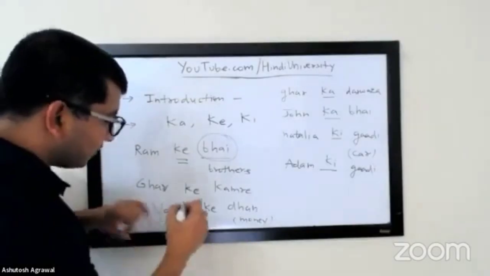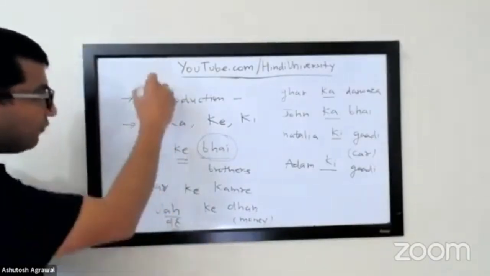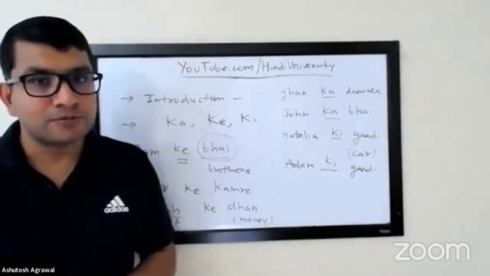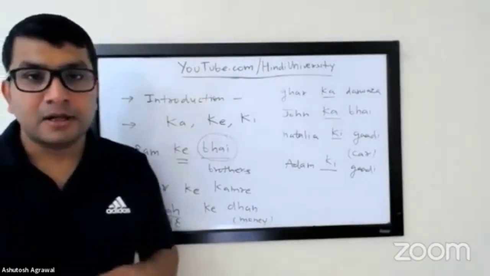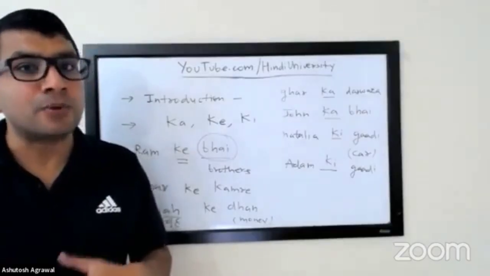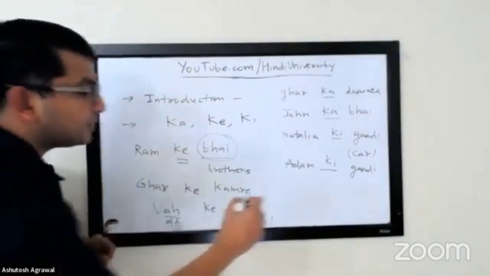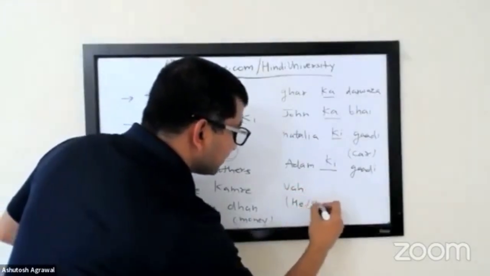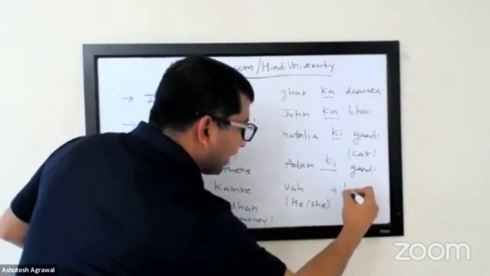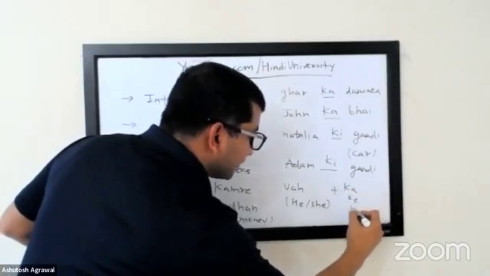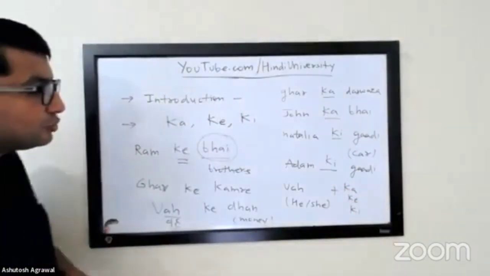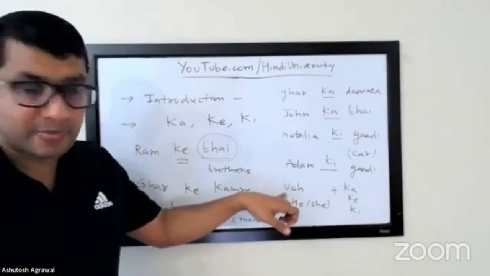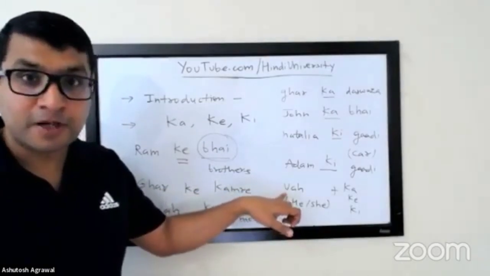So here's the thing. So far you see we are using nouns actually. Today we will learn about possessive pronouns. So what you've done is you've taken vah, which is he or she, and you're putting ka, ke or ki to it. Whenever you do that, the base pronoun that you have gets modified. We'll learn about it today.